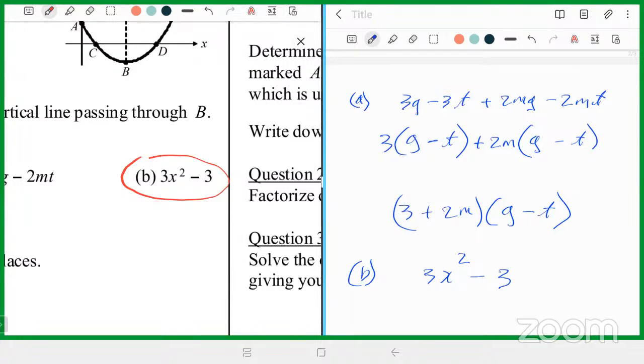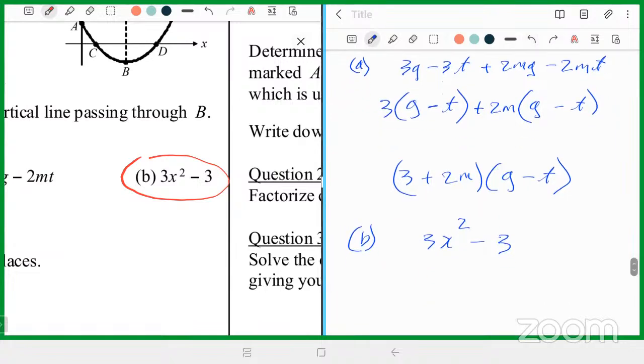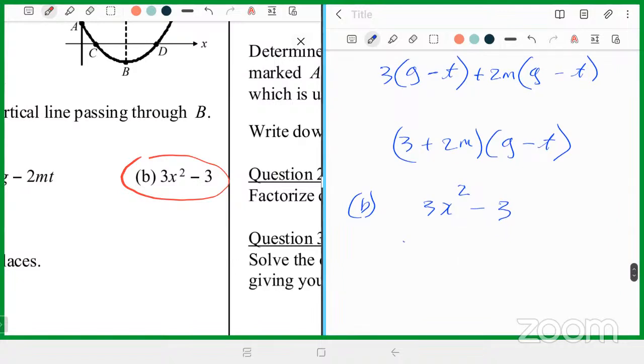So when I look at it, the only common factor I have initially is 3. All right, I'm thinking about the difference of 2 squares, but that's not a perfect square. So I'm not going to work at the difference of 2 squares just yet. I'm going to do the common factor first, which is 3. When I factorize 3 out of this, I'm left with x squared. I'm going to factorize 3 out of this, I'm left with -1.